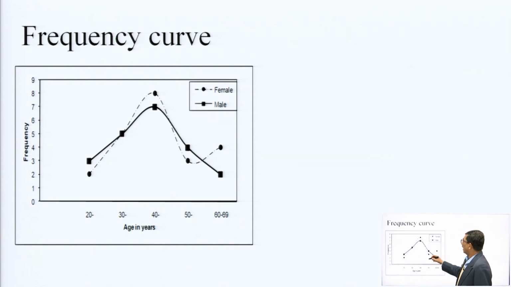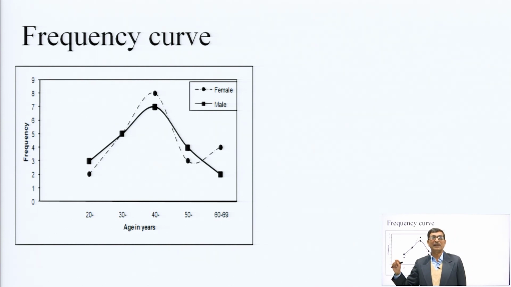And if we join the points by rough hand, then we find a curve, and this is called a frequency curve. So, in a line graph we join the points with a straight line, and in the frequency curve we join the points with the help of a simple curve or by rough hand, then we find a frequency curve.